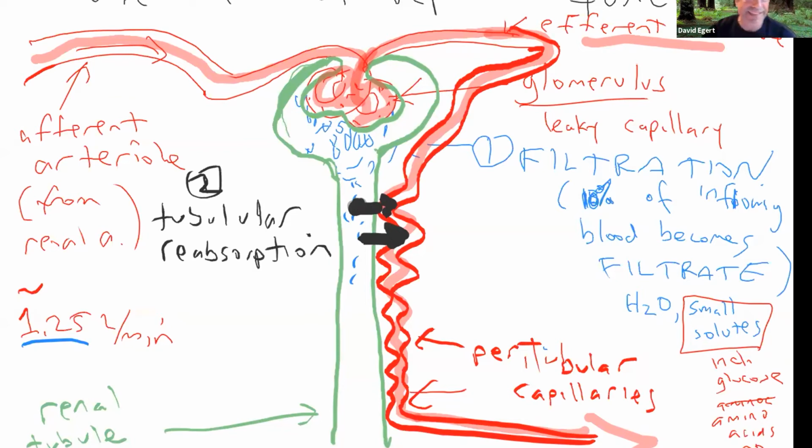This is going to be like 99% of the water and all of the nutrients and the things that got filtered into the filtrate that you want to hold on to. So tubular reabsorption is pull back into the body the stuff you want to hold on to.